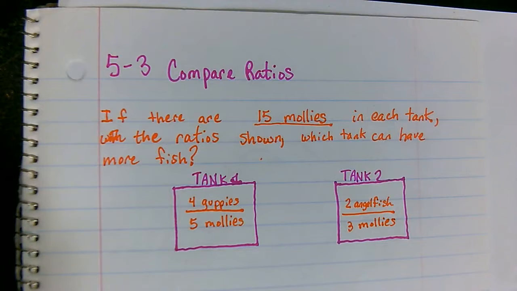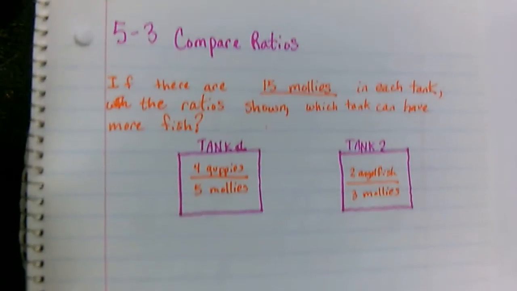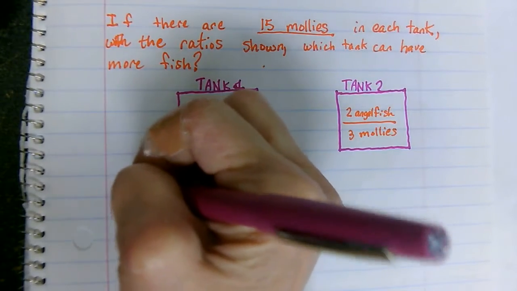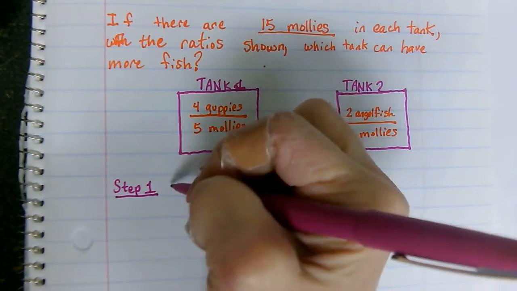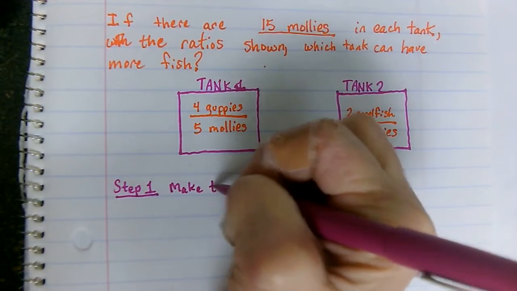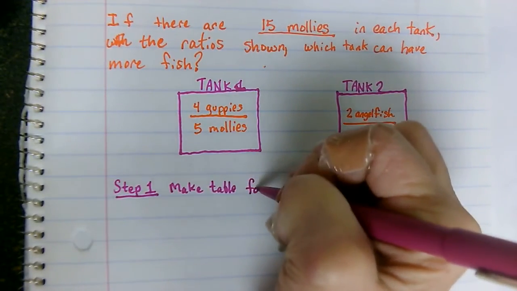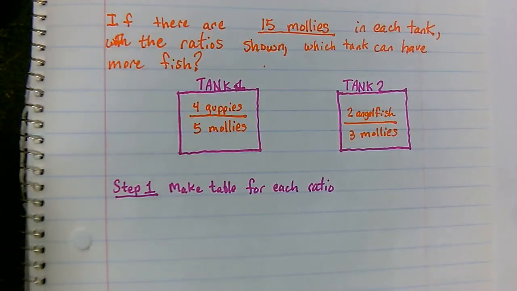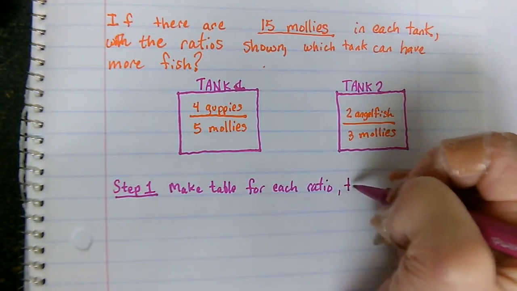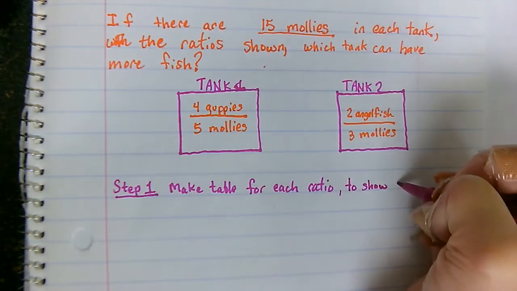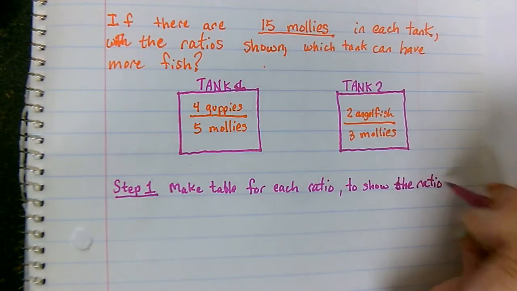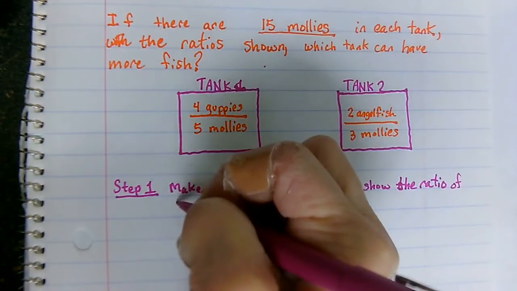Okay, now step 1. We're going to make a table for each ratio, all right? Let's start right here. Step 1. Make a table for each ratio, to show the ratio of fish in each tank.